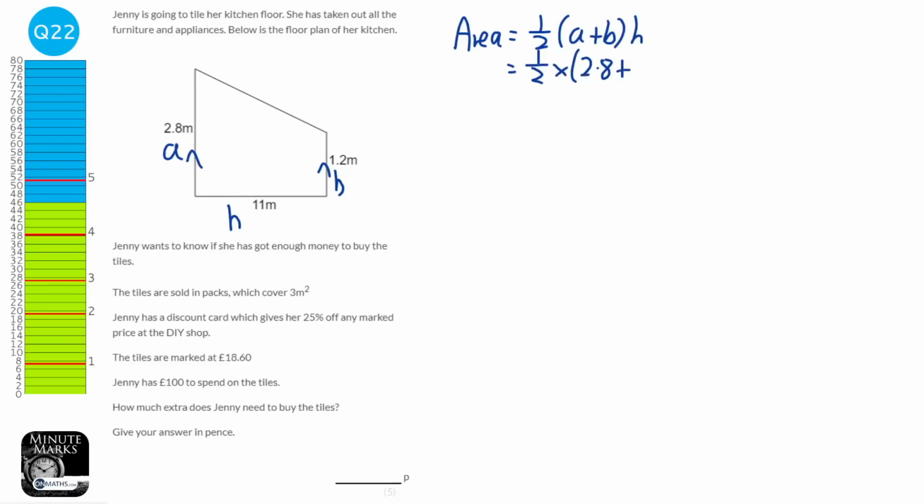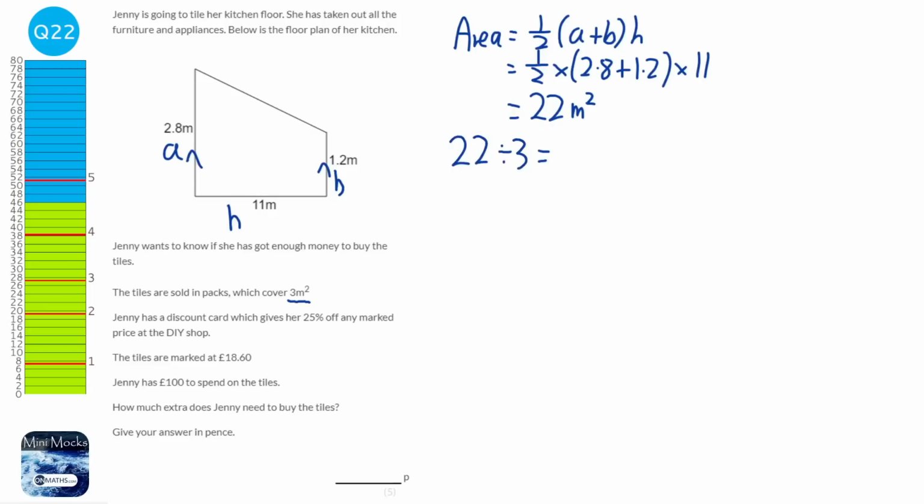2.8 plus 1.2 times 11. And when we do that, we get 22. So the area of the floor is 22 meters squared. And it says here that the tiles are sold in packs which cover 3 meters squared. So if each pack covers 3 meters squared, we're going to do 22 divided by 3, which will be 7.33 packs that we need.